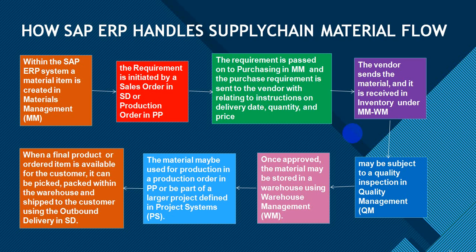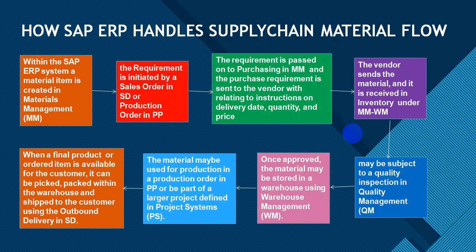There is materials management that covers procurement, that covers inventory management and the rest. Then you have sales and distribution, you have production planning. All right. So we're saying that the requirement is usually initiated by sales. So a customer is placing an order, a requirement, or production needs to produce something, and of course a requirement comes for the material to be purchased. Now the third step, the requirement is passed on to the purchasing in MM. MM means materials management, and the purchasing requirement is sent to the vendor with instructions on delivery date, quantity, and price.